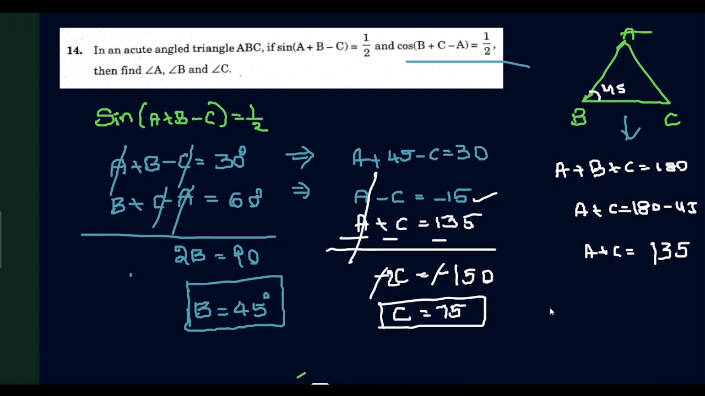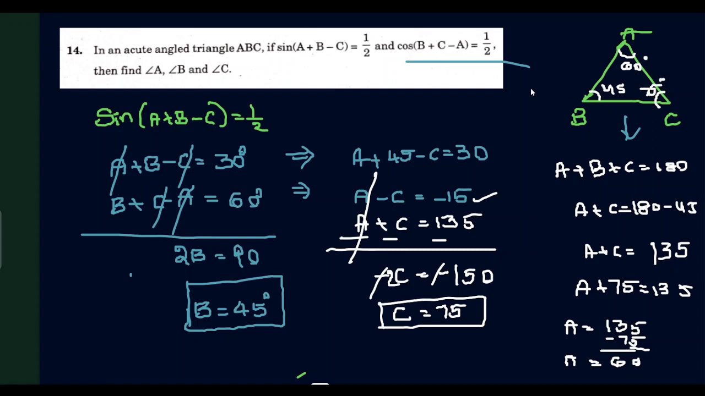Then what happens? A minus, okay, you can substitute here too. A plus 75 is equal to 135, right? Then A is equal to 135 minus 75, that is nothing but 60. A is equal to 60. So here A is 60 and C is 75. Got it? So this is how we can solve this question, and for this question you will get 6 marks.